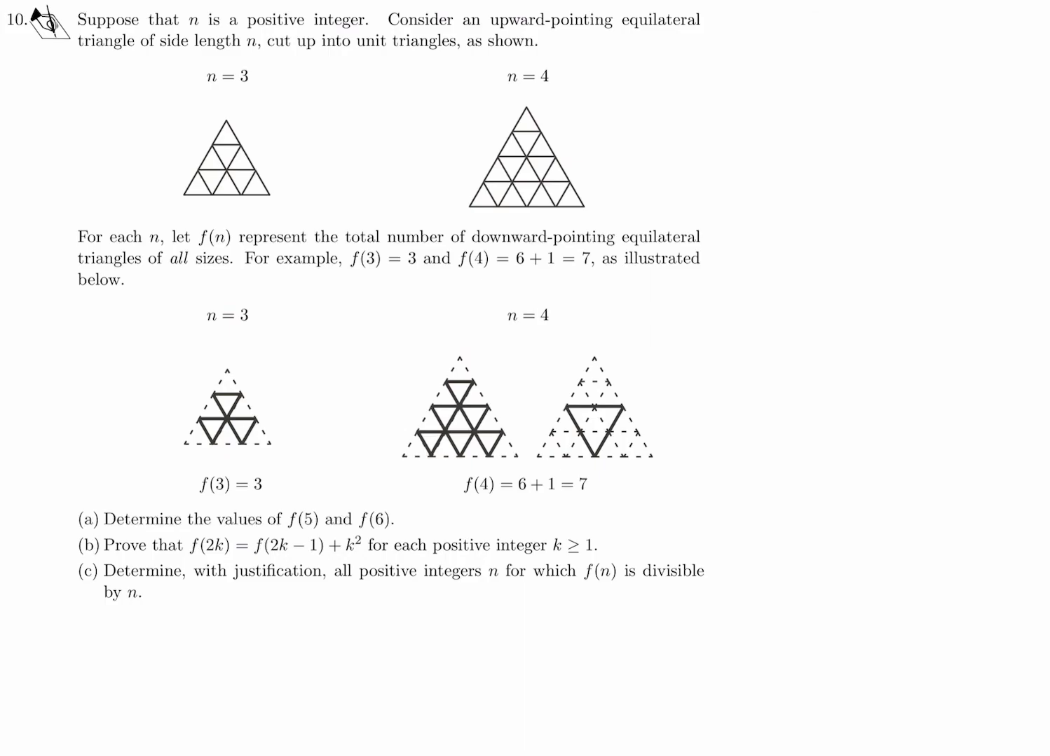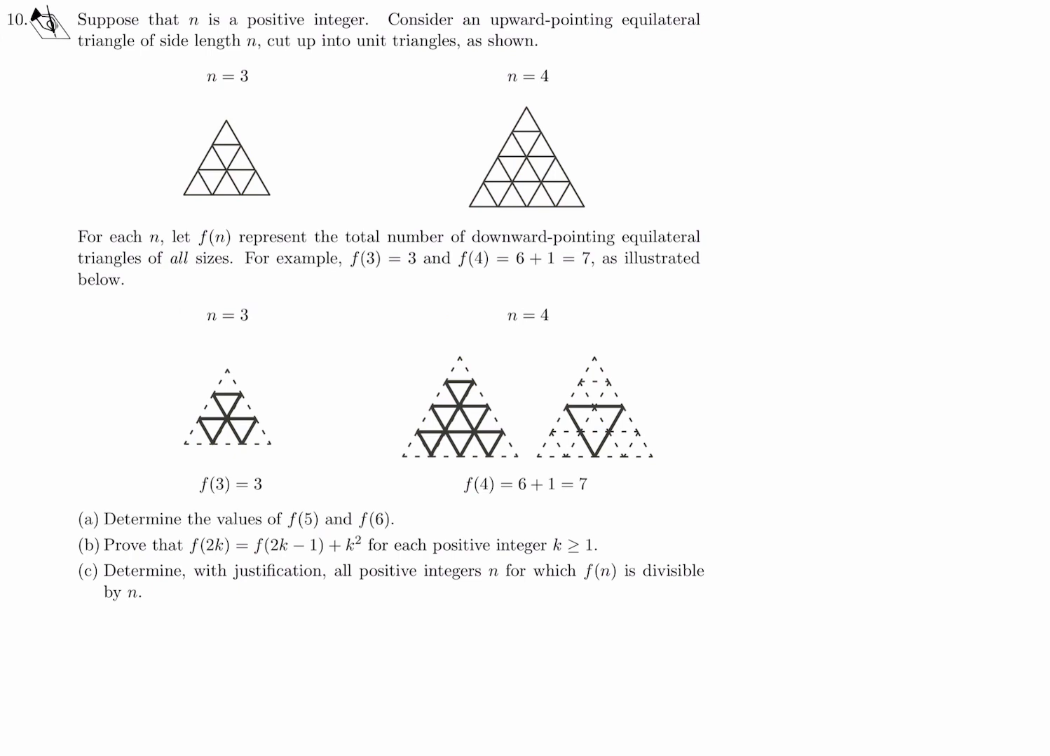Suppose that n is a positive integer. Consider an upward pointing equilateral triangle of side length n cut up into unit triangles as shown, n equals 3, n equals 4. For each n, let f at n represent the total number of downward pointing equilateral triangles of all sizes. For example, f at 3 is equal to 3, f at 4 is equal to 6 plus 1, which is 7, as illustrated below. Determine the values of f at 5 and f at 6.